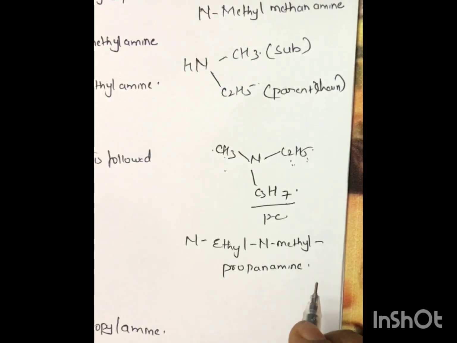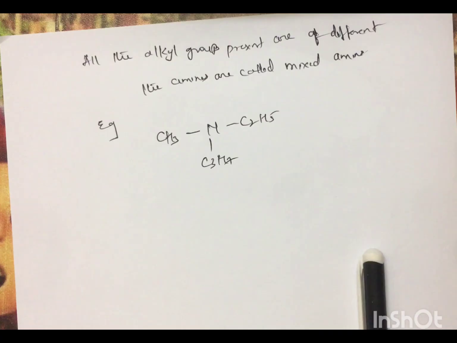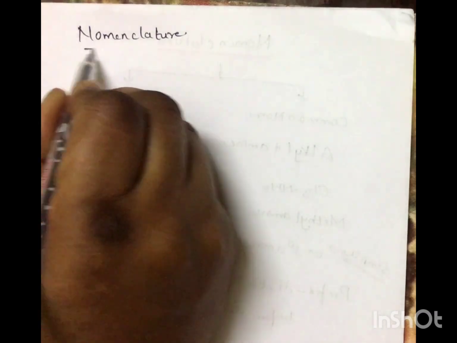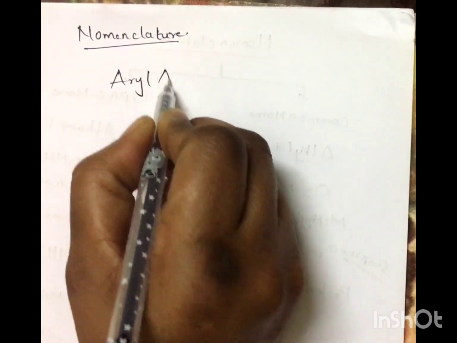Hope you also understood. The example is N-methyl, N-ethyl propanamine. Let us see the nomenclature of aryl amines.